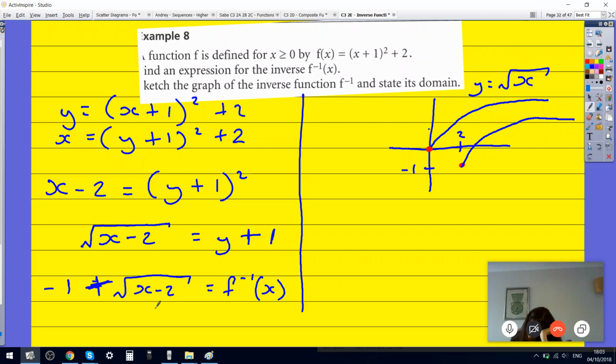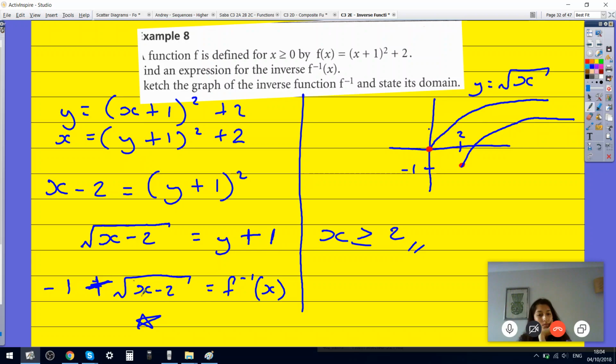Can x be minus 3? No. Why not? Because it doesn't cross minus 3. Okay, what can it be? What x value can it take? 2. Can it be 3? Yeah, so is it just x greater than or equal to 2? Correct. Go back to this thing over here.